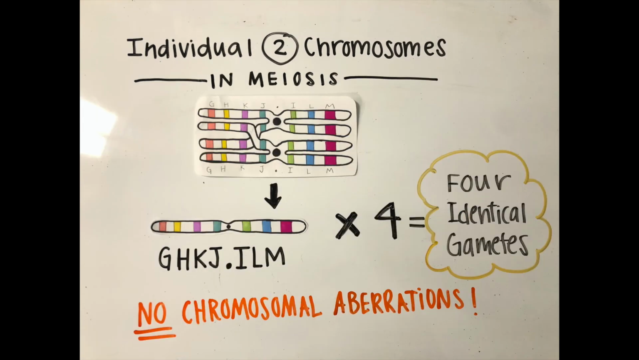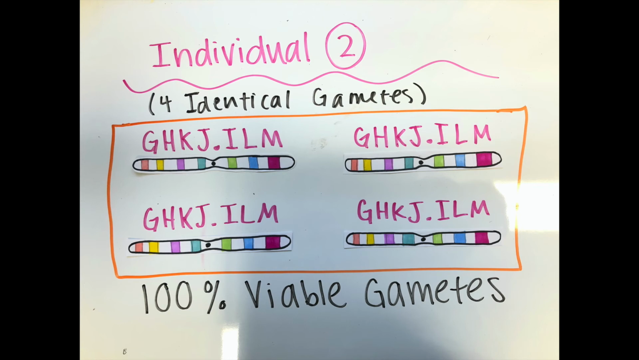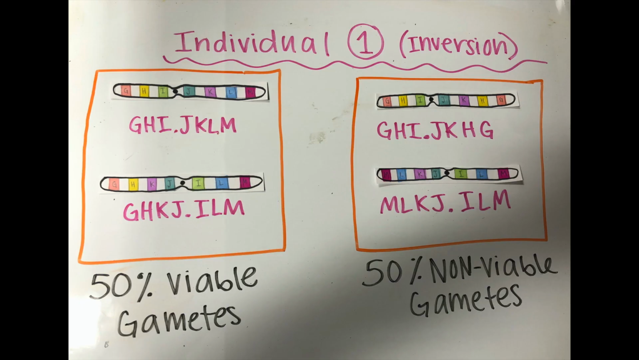This results in 4 identical gametes that do not contain any chromosomal aberrations. All gametes will be G H K J, centromere, I L M. Individual 2 would produce all viable gametes, whereas individual 1 has 50% non-viable gametes. This makes individual 2 have a higher fitness than individual 1.